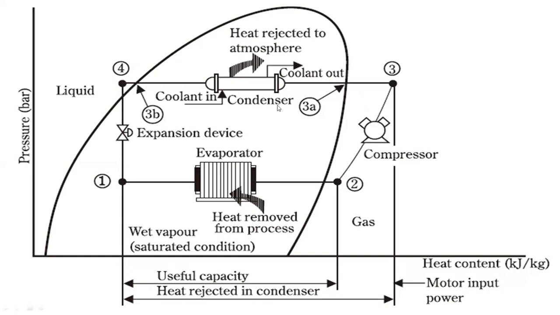It can be seen from the entire diagram that the condenser has to be capable of rejecting the combined heat inputs of the evaporator and the compressor. That is from 1 to 2 plus 2 to 3. This has to be the same as 3 to 4. Therefore, there is no heat loss or gain through the expansion device.